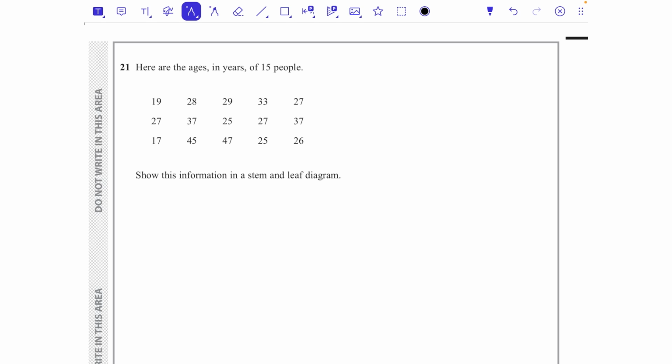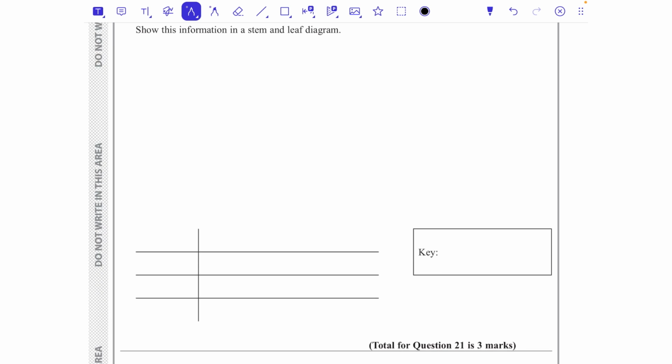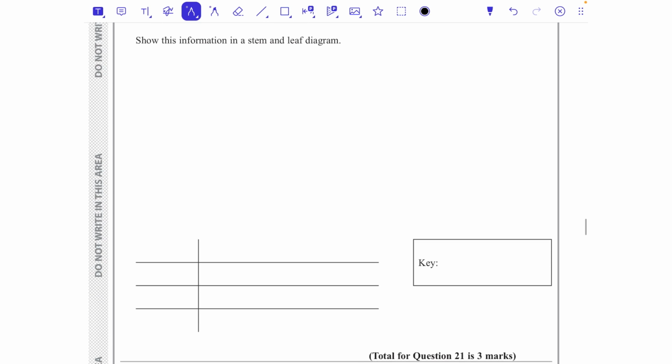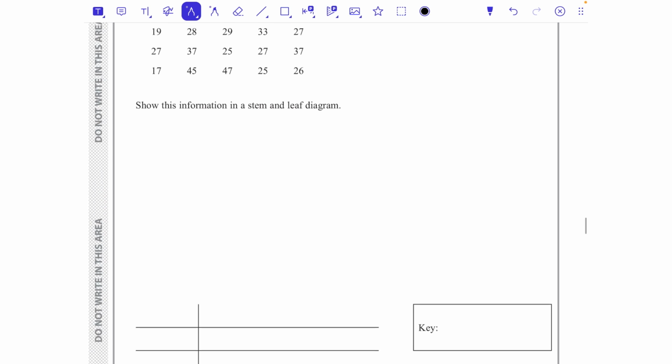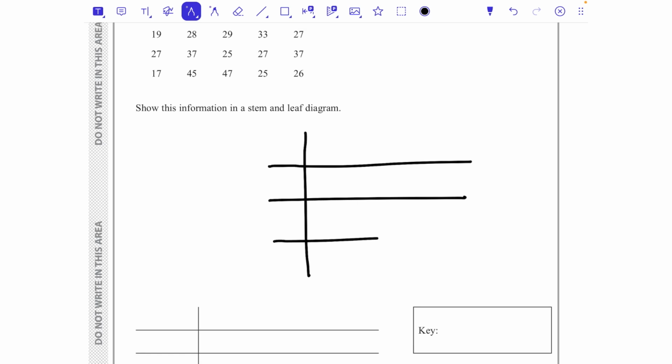Okay, question 21. Here are the ages in years of 15 people. Show this information in a stem and leaf diagram. Now, they are always going to intentionally leave you a nice big gap here. And the reason they do that is to allow you to do a draft one. Now, a stem and leaf has to go in order. So I would always do one not in order first, and then I'd put it in order in the nice, neat, real one that they've got down the bottom.